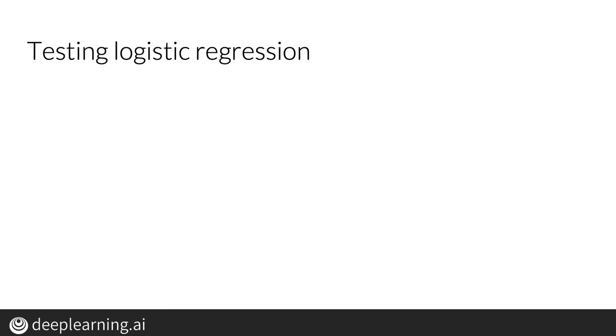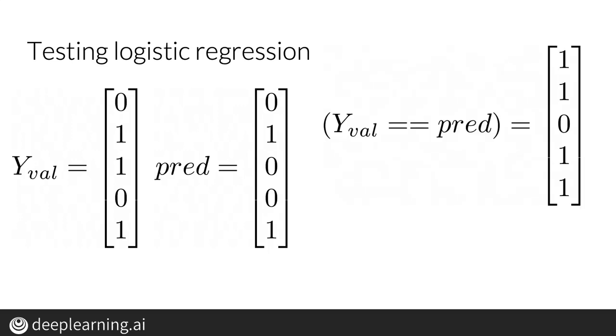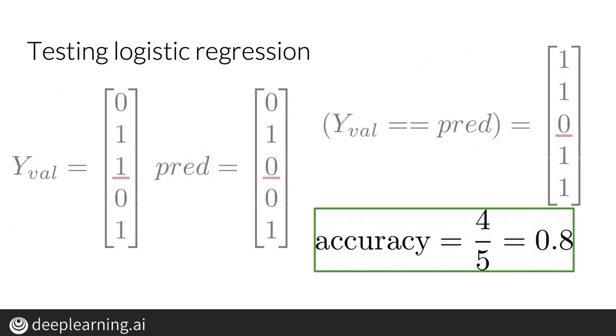For instance, if your yval and prediction vectors for 5 observations look like this, you'll compare each of their values and determine whether they match or not. After that, you'll have the following vector with a single 0 in the third position where the prediction and the label disagree. Next, you have to sum the number of times that your predictions were right and divide that number by the total number of observations in your validation set. For example, you get an accuracy equal to 80%.